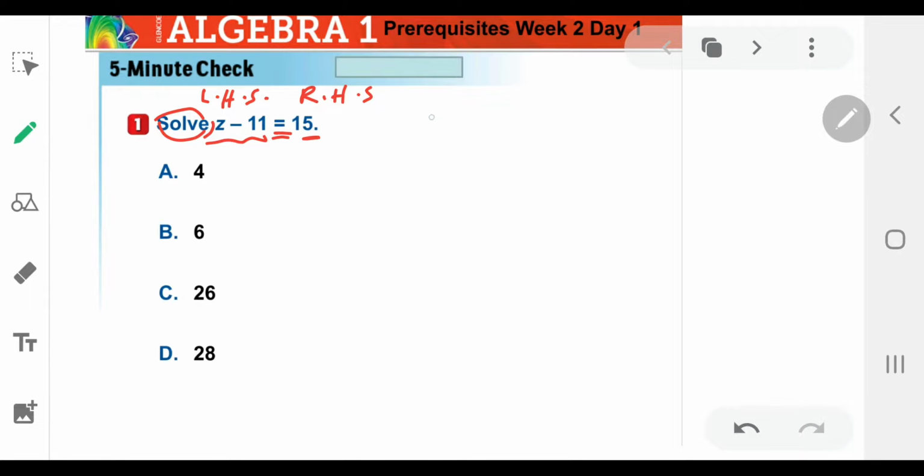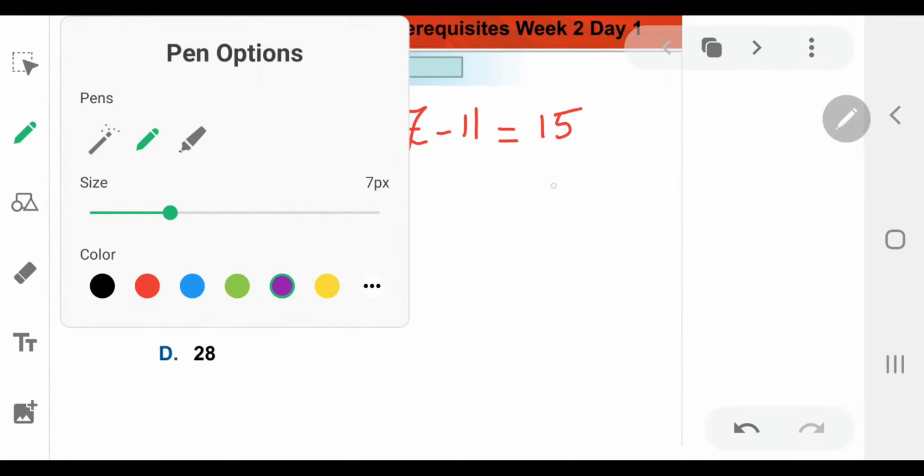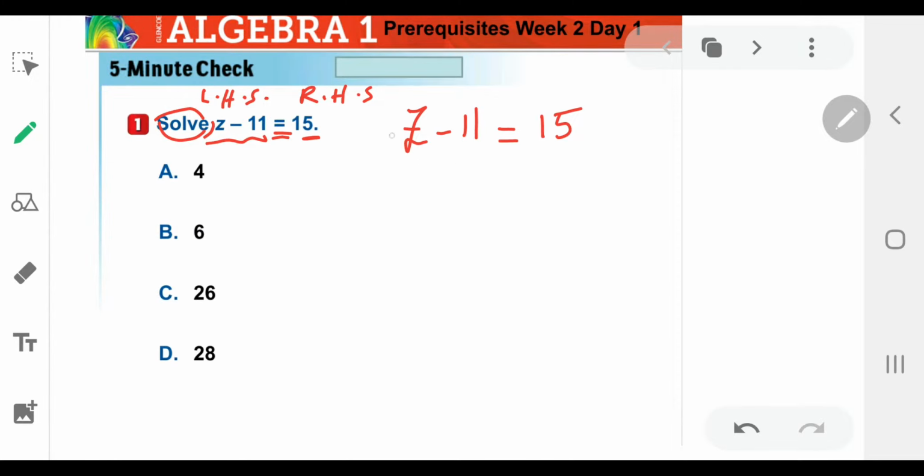So let's rewrite the equation here in a bigger handwriting. z minus 11 is equal to 15. As we said, we need to solve it. It means we need to isolate the z and get the value of this variable. Of course, you can do it mentally by telling yourself what is the number. When you take 11 from it, it will be 15. So you can easily say this number is 26. 26 minus 11 is 15.